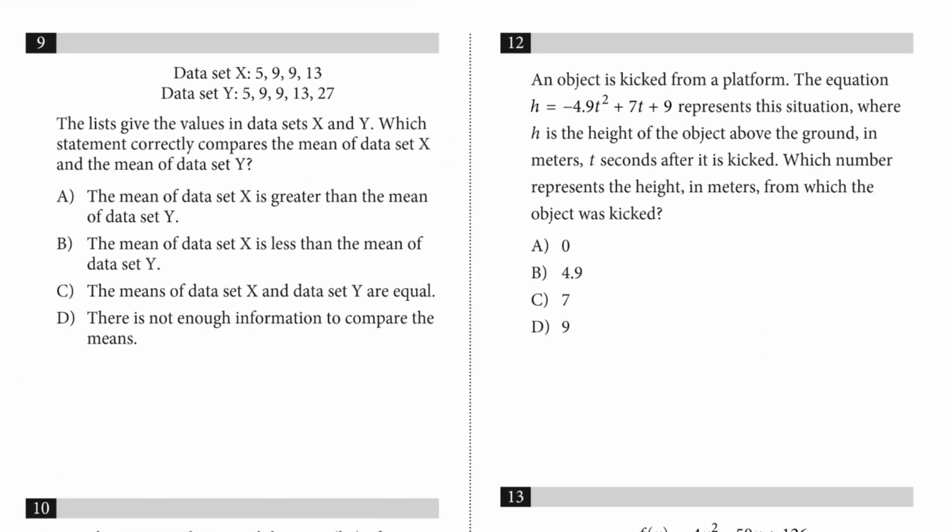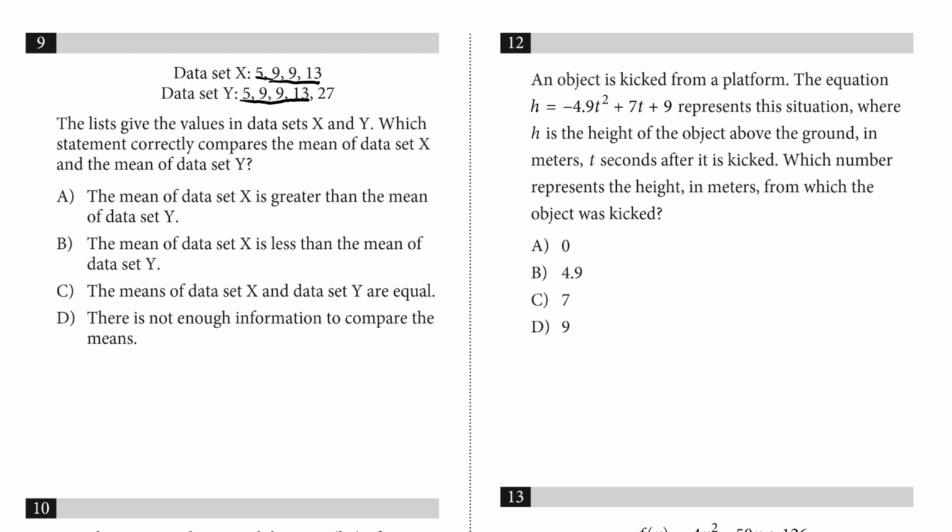Number 9. The lists give the values in data sets x and y. Which statement correctly compares the mean of data set x and the mean of data set y? So if we compare the two data sets, you can see that y has the exact same data set as x, except they add 27 at the end.